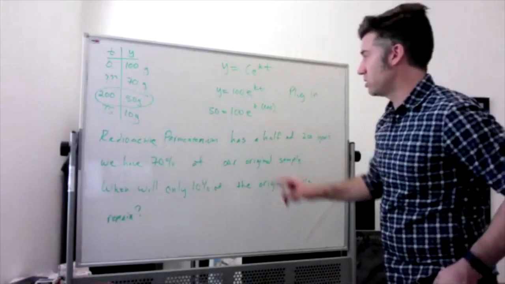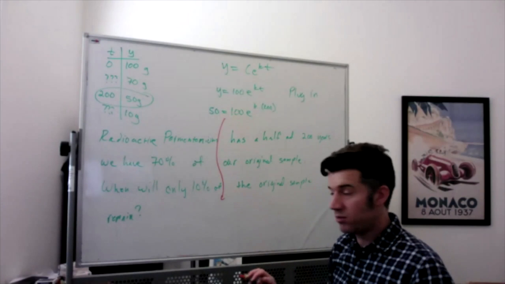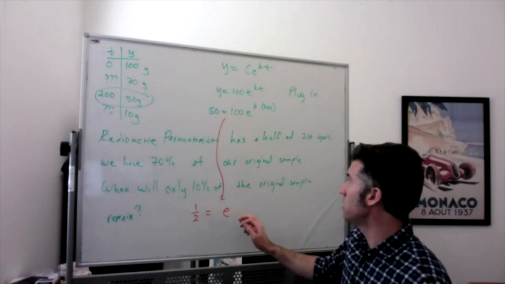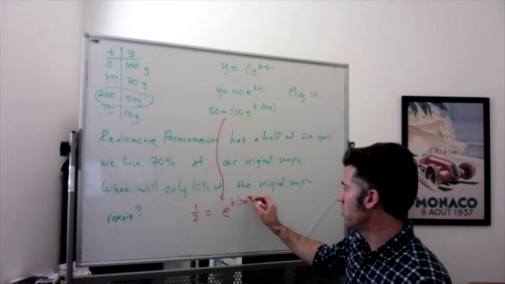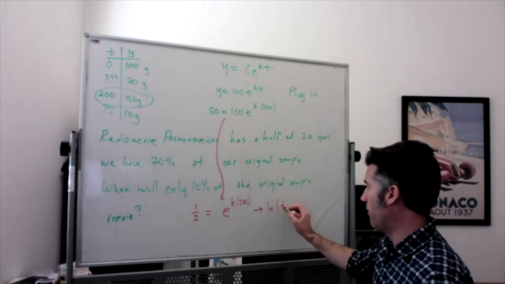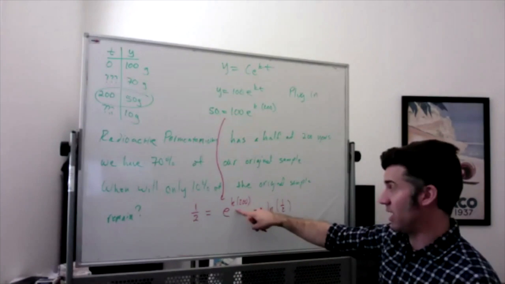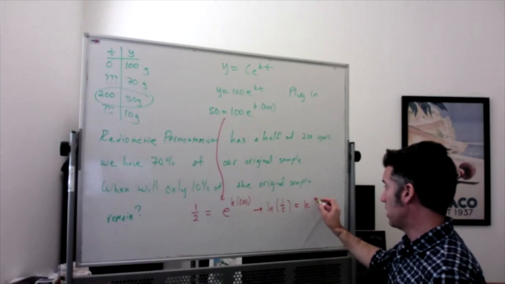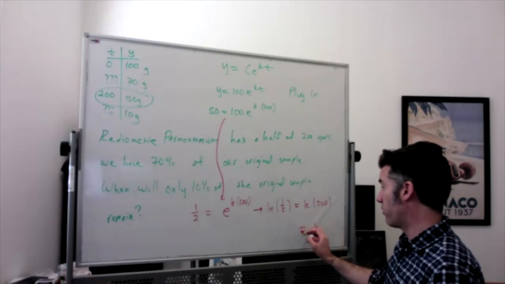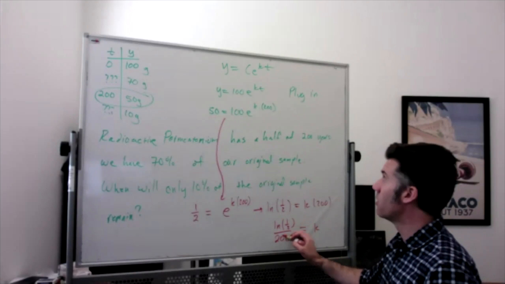So solving this equation, I'm going to divide both sides by 100. 50 over 100 is 1/2. And then 1/2 is equal to e to the K times 200. Take the natural log of both sides. The natural log of 1/2 equals, the natural log of e to the thing is just the thing. So the natural log of e to the K times 200 is just K times 200. And finally, dividing by 200 to solve for K, we get K is the natural log of 1/2 over 200.